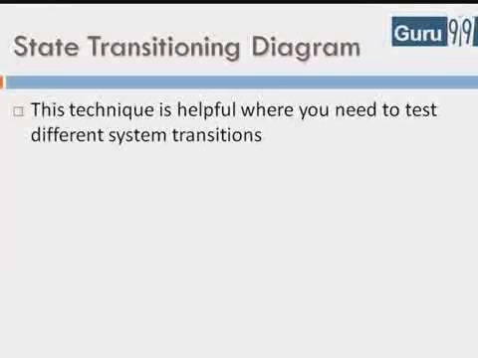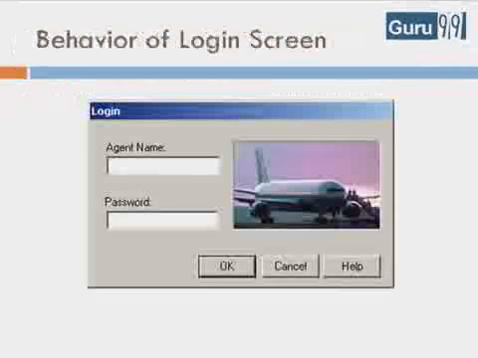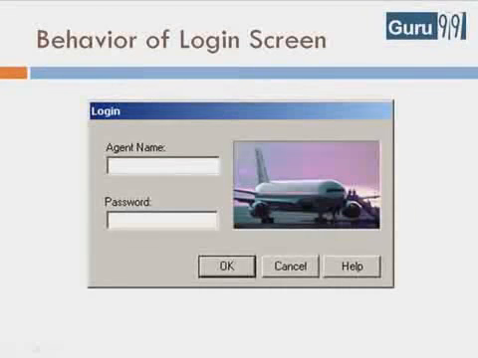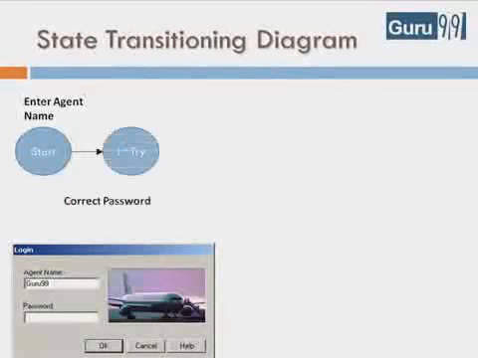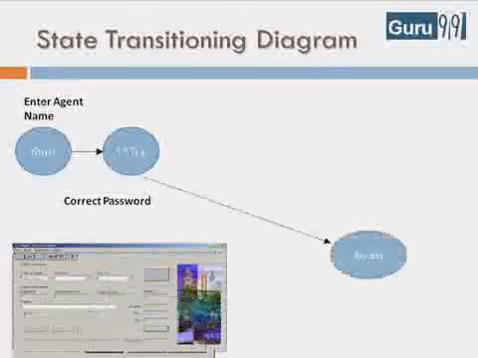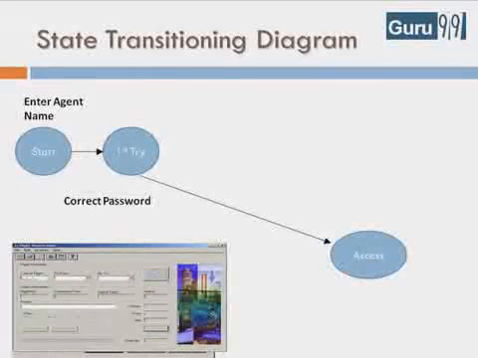State transitioning diagram is helpful where you need to test different system transitions. To understand this with an example, let's consider the behavior of the login screen of a flight reservation application. Consider you have entered the agent name in the login screen. On the first attempt, you enter the correct password, and you are given access to the application.